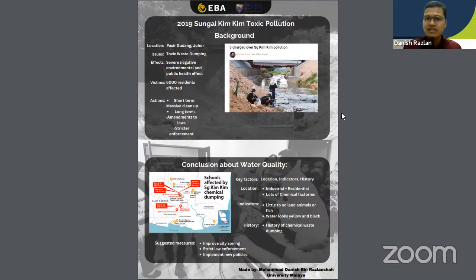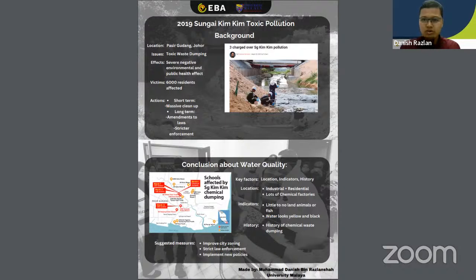The following incident led to a massive cleanup and an investigation by the government, where 3 people were charged for causing the incident. In order to avoid such incidents from happening again, the government imposed stricter laws regarding the environment as well as worker safety.